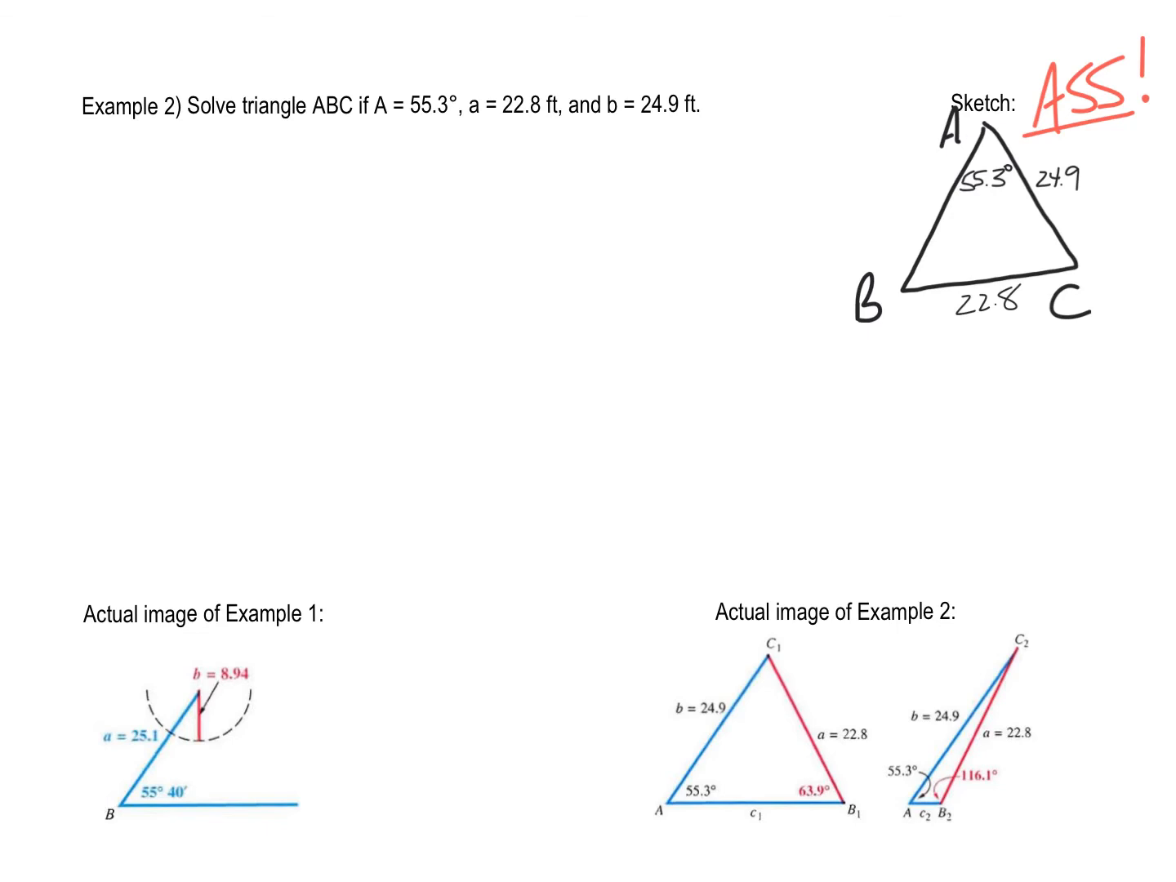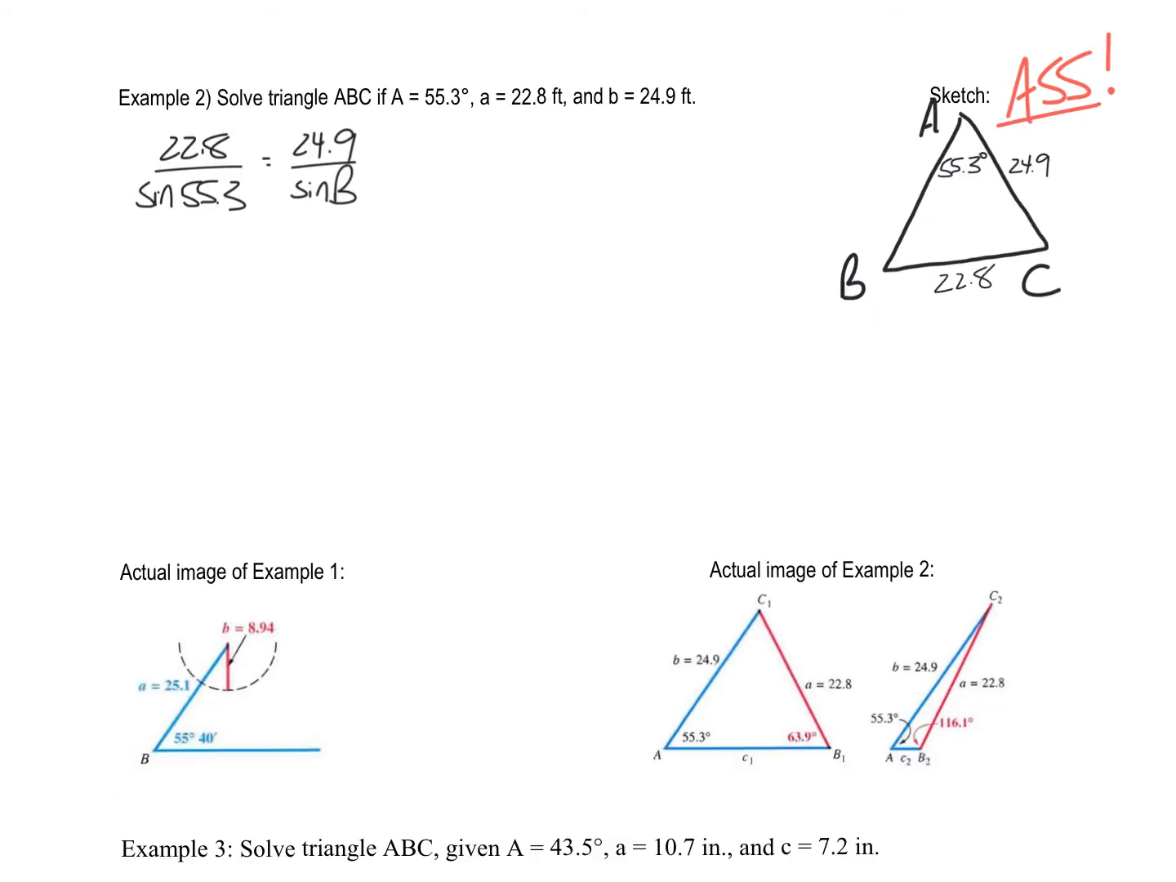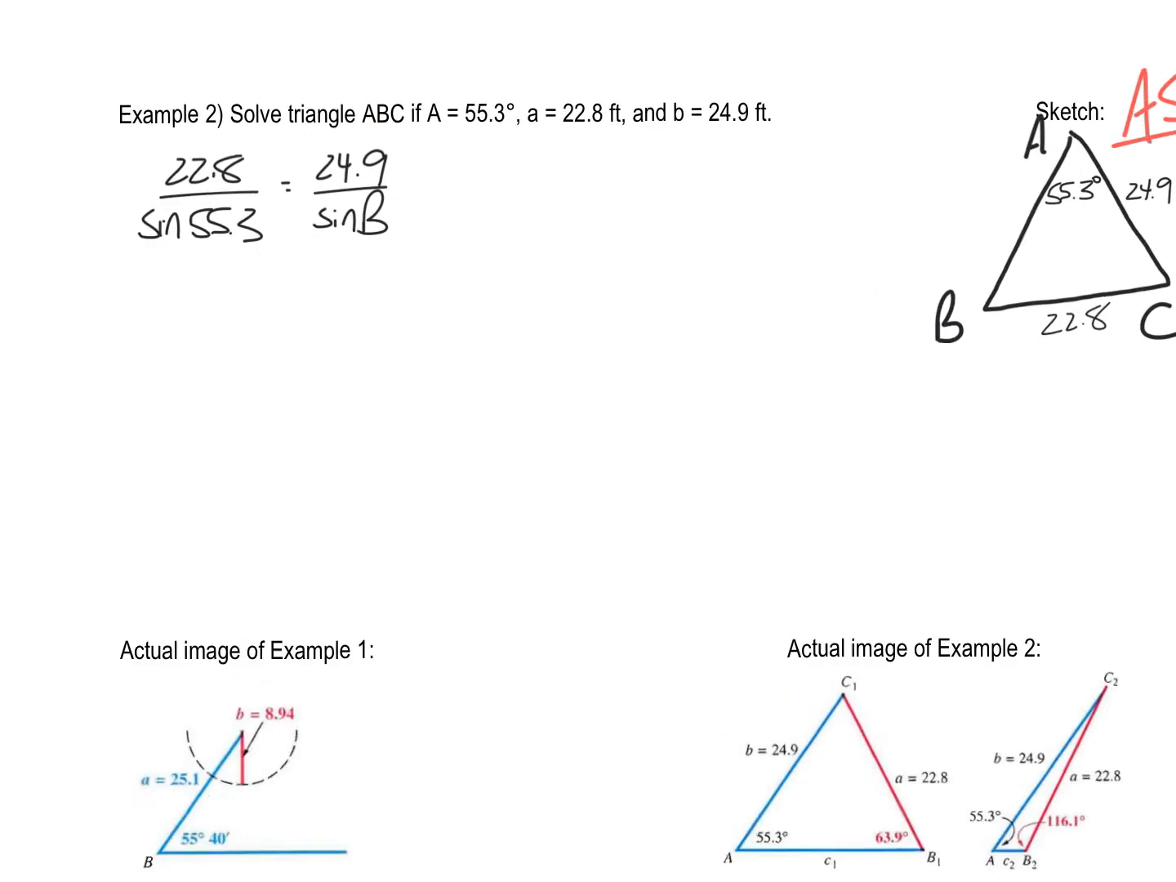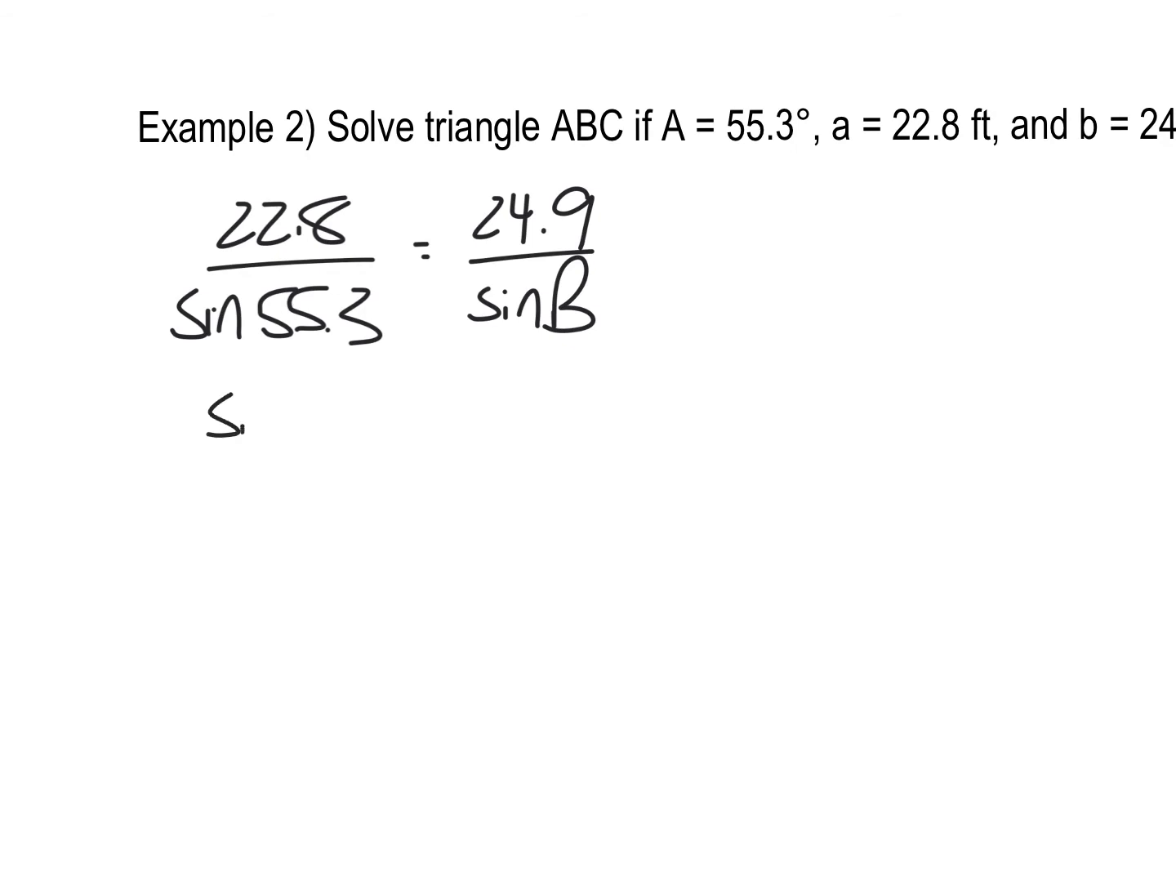So let's see. I'm going to set up law of sines. I'm going to use this angle with this side, and I'm going to put sine of B over this side. So here's what my proportion looks like, with a over sine of A and b over sine of B. I need to cross multiply that, and I'm going to end up with sine B equals 0.8979.